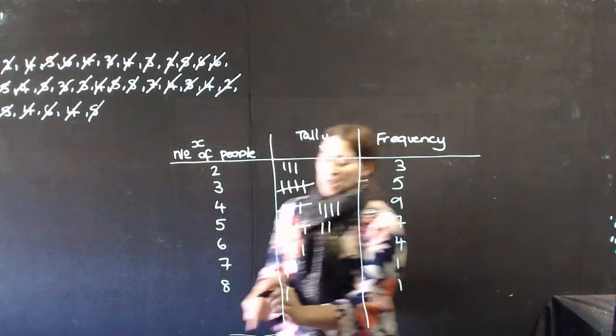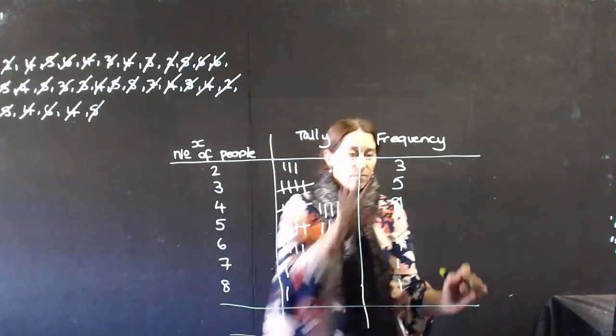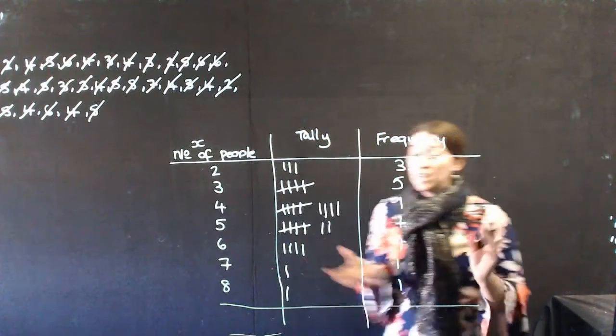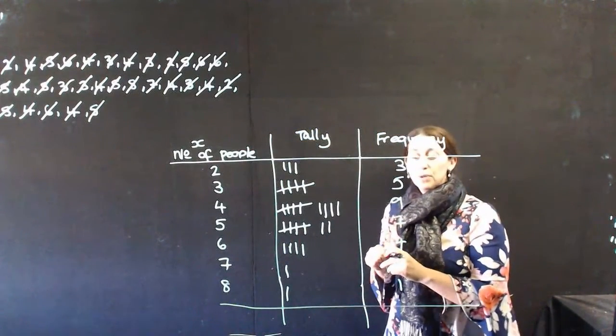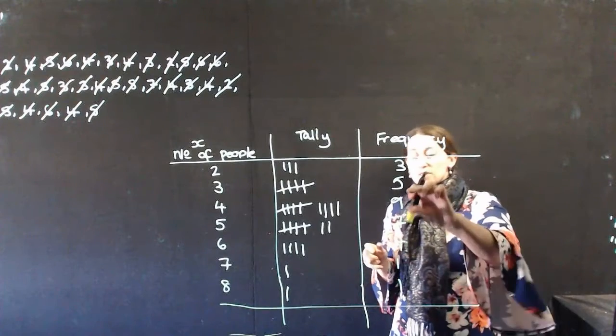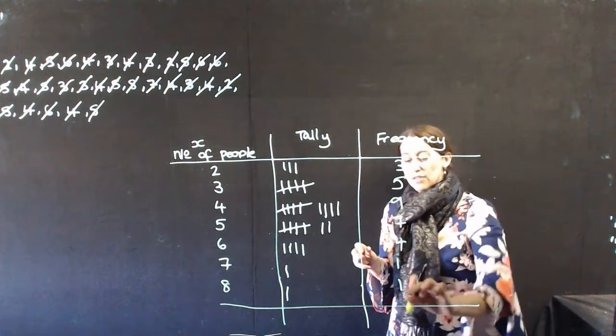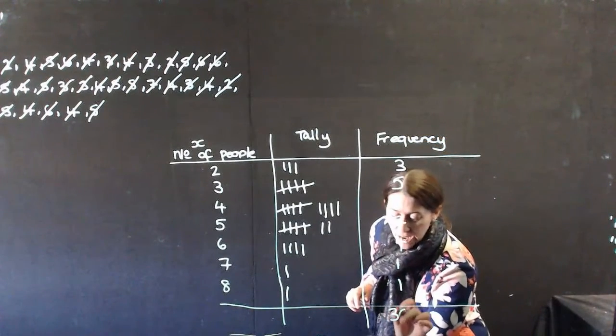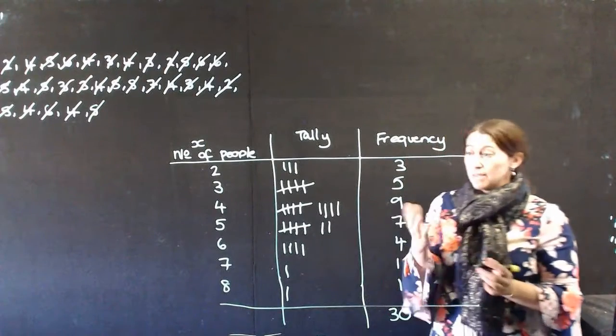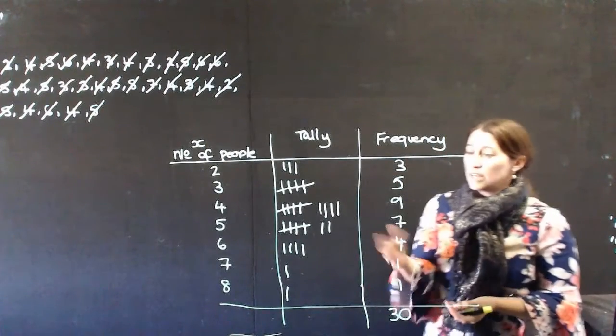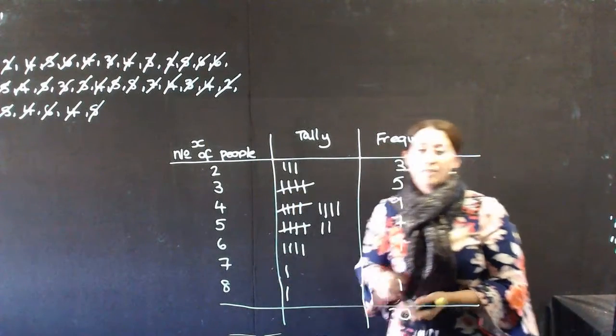Okay. Now the last part, obviously, for the frequency is to just double check you got all the right number of people. So we're going to add it up. So I've got 16, 20, 28, 29, 30. So we have a total of 30 people's information, and they have given us the data on how many people were living in their home.